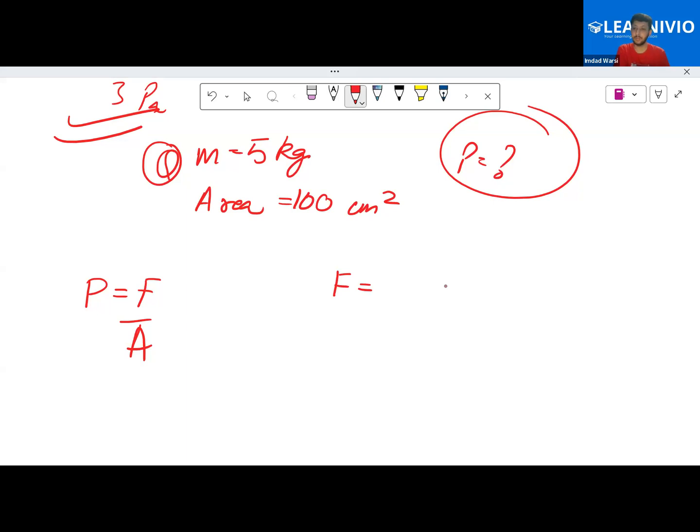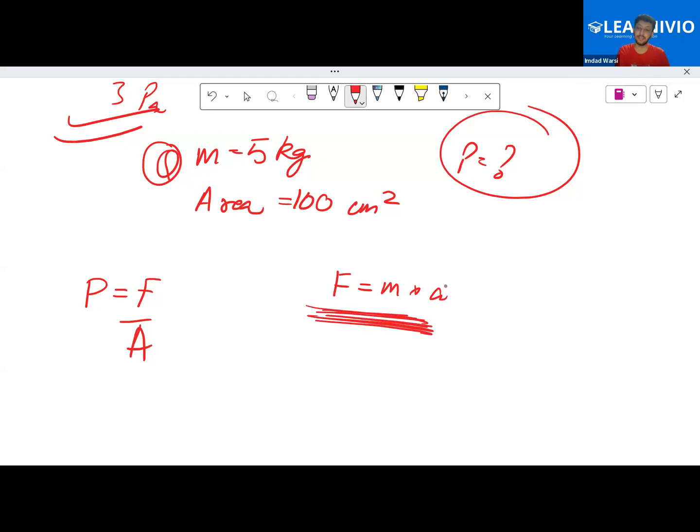For force, you have to do pressure into area. That is also correct. What is the other formula for force? I don't know. That won't work, saying I don't know. That won't solve the problem. That was the first class we saw. Force is equal to mass into acceleration. How can you forget this?